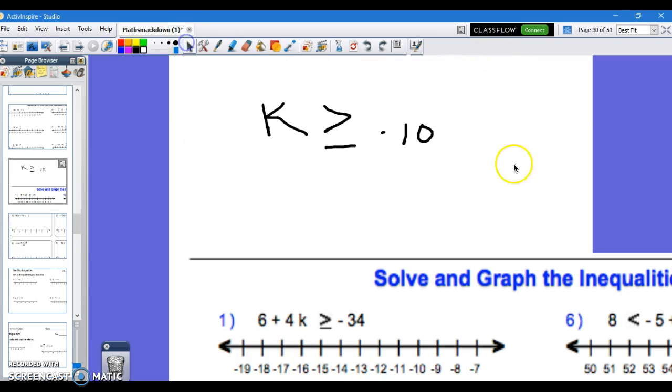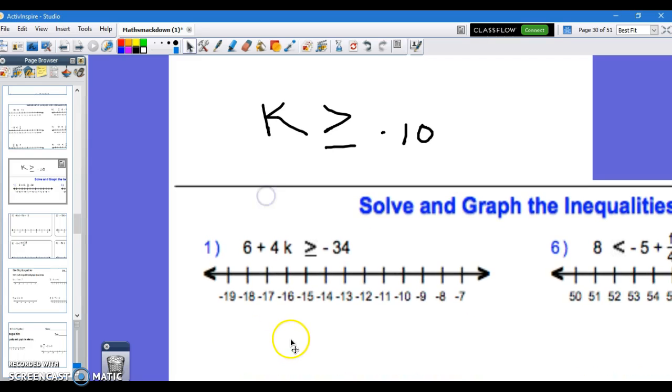There we are. Okay, so now your inequality looks like this. And now we have to graph that. So the first thing for graphing, what we're going to do is circle the number that is represented. So I have a negative 10, which is going to be right here. This means greater than or equal to. So if it has this bottom line right there representing or equal to, you need to fill in the circle. Okay? So that means we can include negative 10 as part of our solution set.